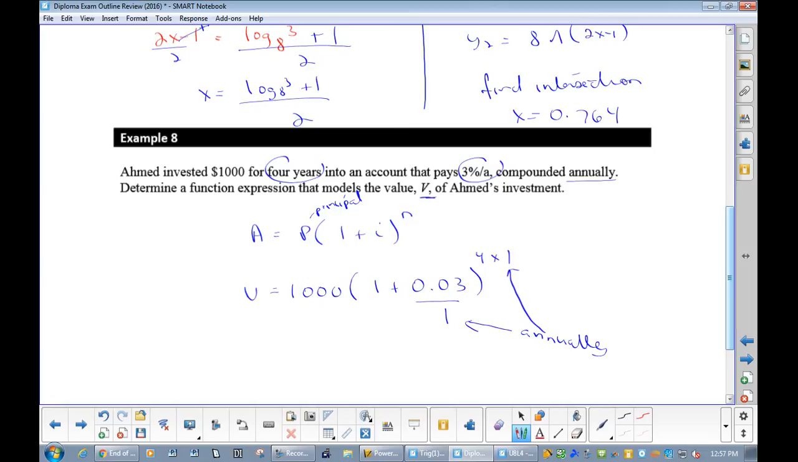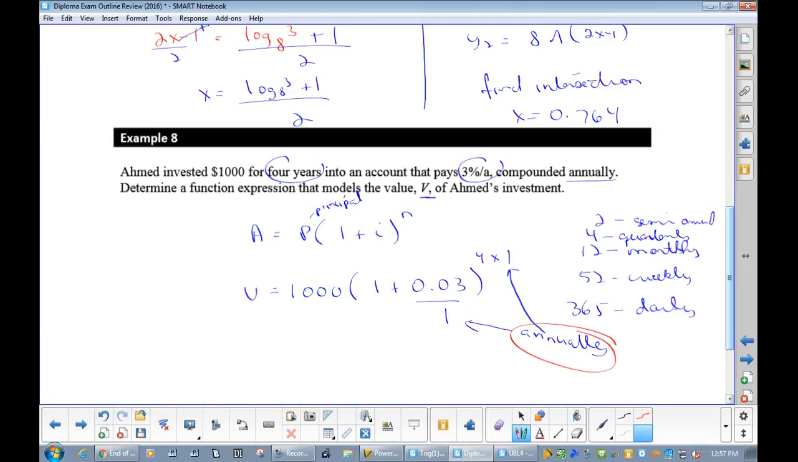What were the other numbers? What was 2? Semi-annual. What were all the other ones? So what went with monthly? 12 was monthly. 52 was weekly. There's 52 weeks in a year. Quarterly was 4. We should have that one in there. 365 was daily. Okay? So this is the one that you're going to mess with. If they say weekly, I put a 52 and a 52 here. Do you remember that?